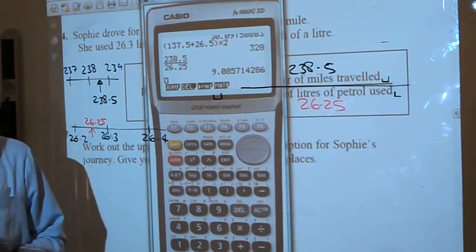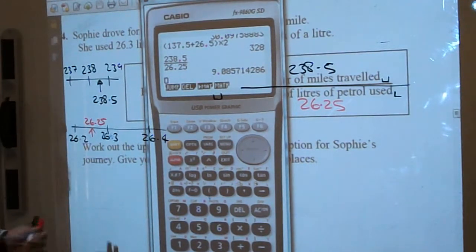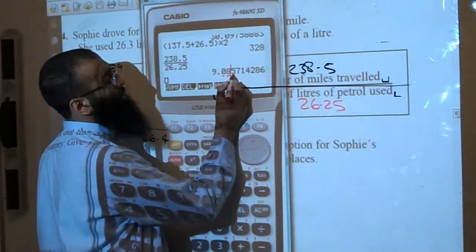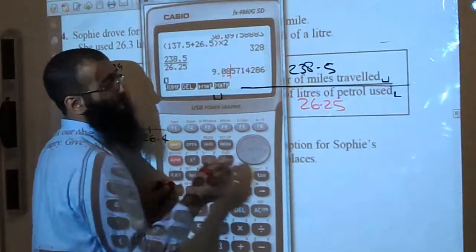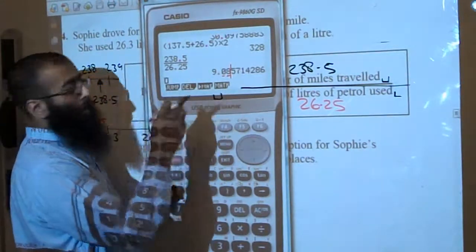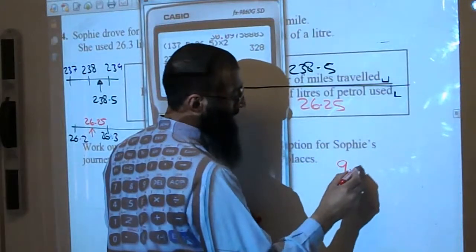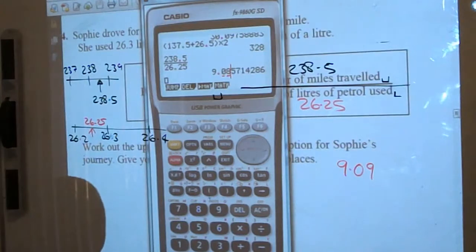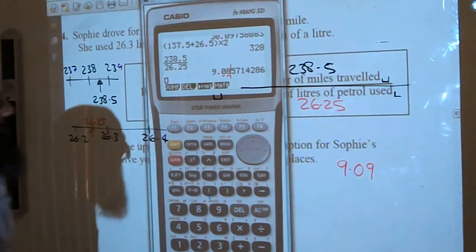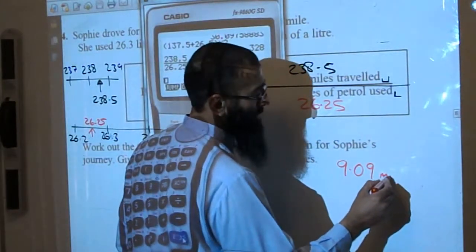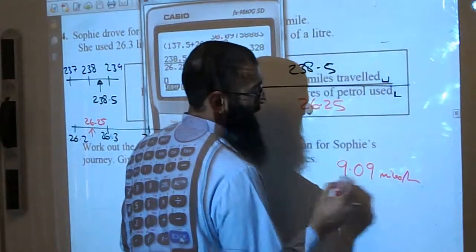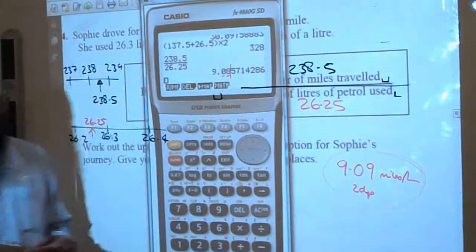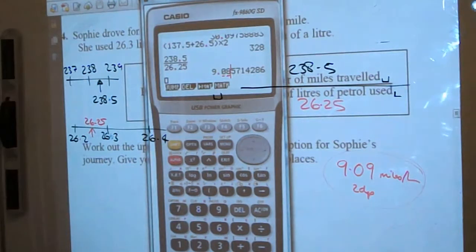It says give your answer correct to 2 decimal places. So to 2 decimal places: first decimal place, second decimal place, if that's 5 or more, add 1. It is 5, so the answer will be 9.09. So the final answer is 9.09 what? Fuel consumption, that's going to be miles per litre. And that's done to 2 decimal places, and that's our final answer for that particular question. Okay, did you get that now?